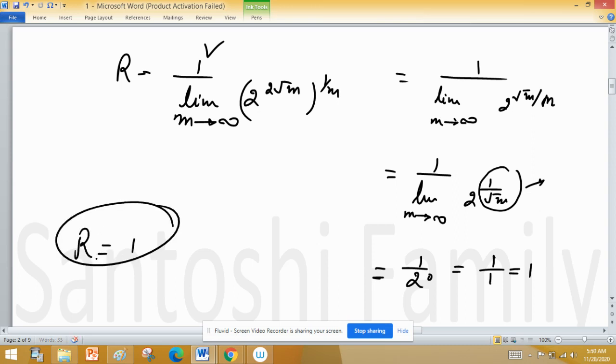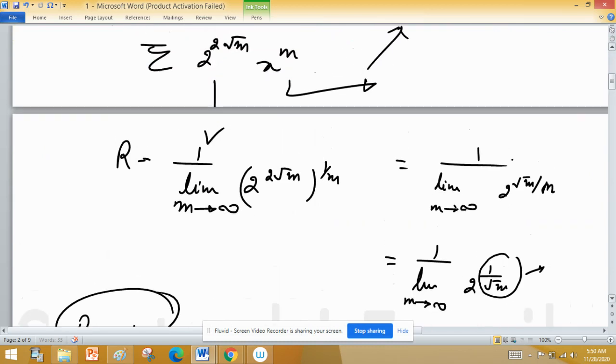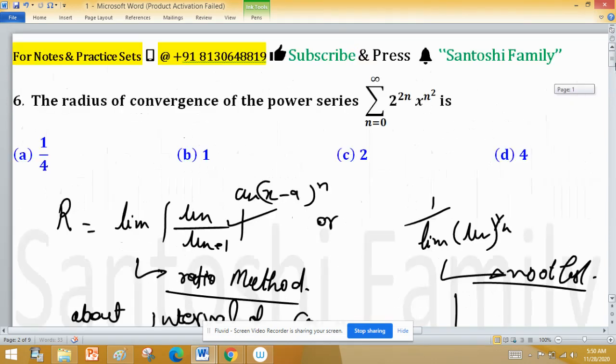This means this series converges only when |x| is less than 1. Now option B is true here because 1 is in option B.